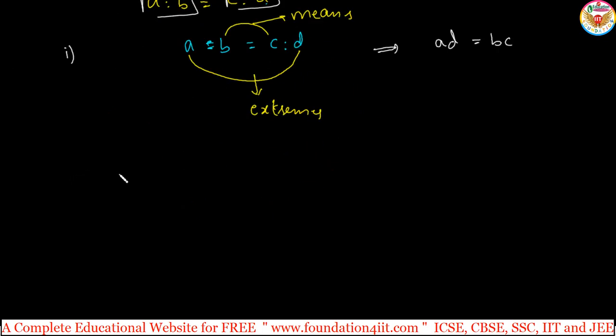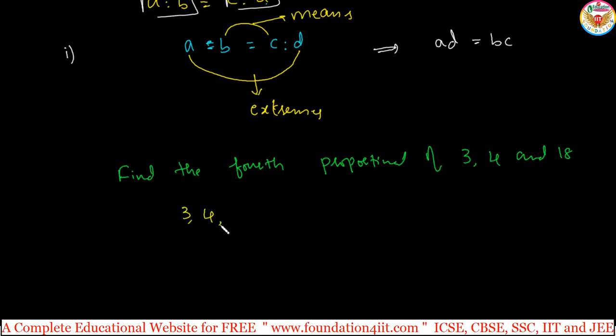Here is: find the fourth proportional. In total, four terms are in proportion. In case the fourth one is missing, find the fourth proportional of 3, 4 and 18. Right. So 3, 4, 18. The fourth proportional you have to find out. So let the fourth proportional be x. That means 3, 4, 18, x are in proportion now.